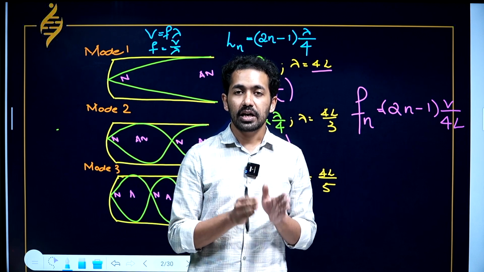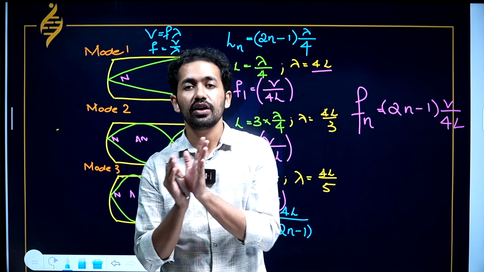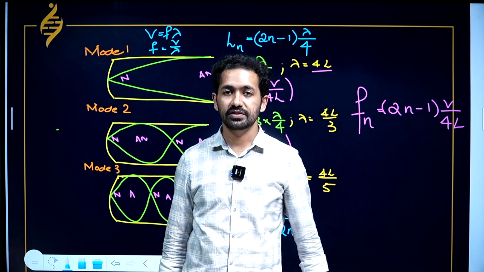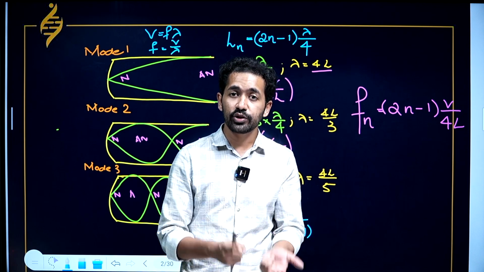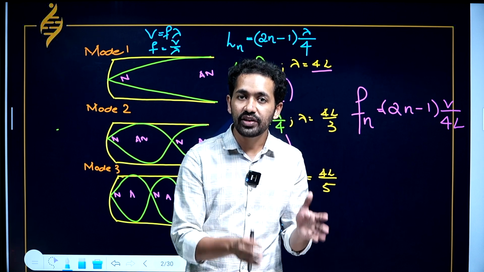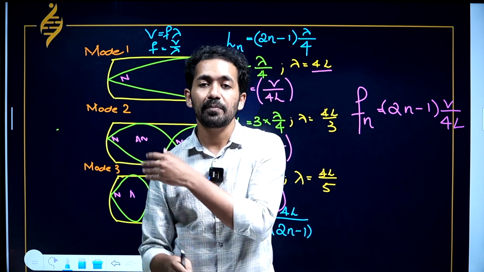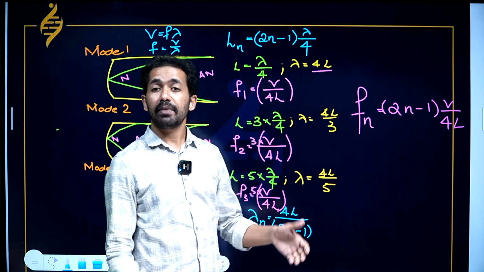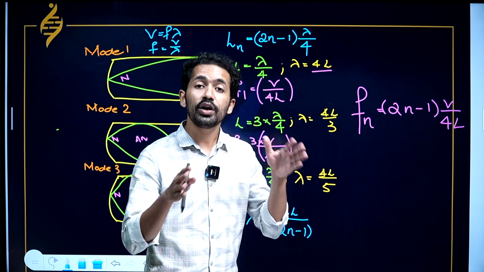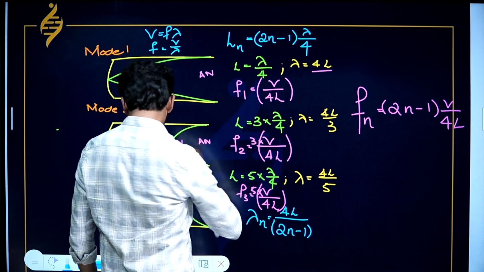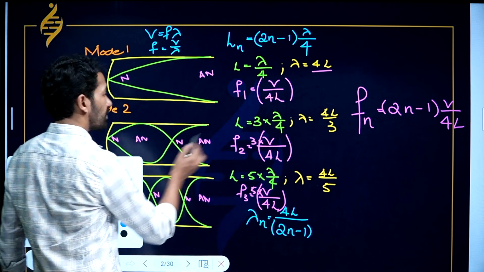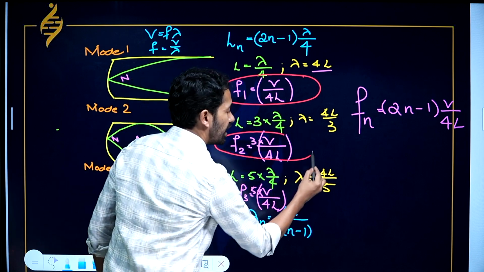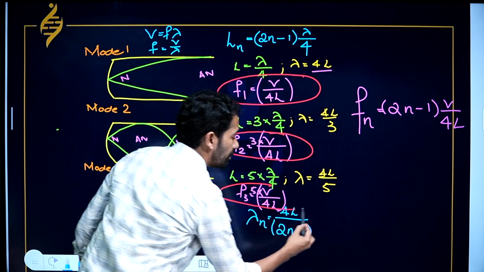What is harmonics? Multiples of fundamental frequency is called harmonics. In the case of an open pipe, I had all the multiples. You had V by 2L, 2 into V by 2L, 3 into V by 2L, and therefore we said that all harmonics are present in the case of an open pipe. In the case of a closed pipe, I am having only odd harmonics. See, the first one is V divided by 4L. Second one is 3 into V divided by 4L, and third one is 5 into V by 4L.